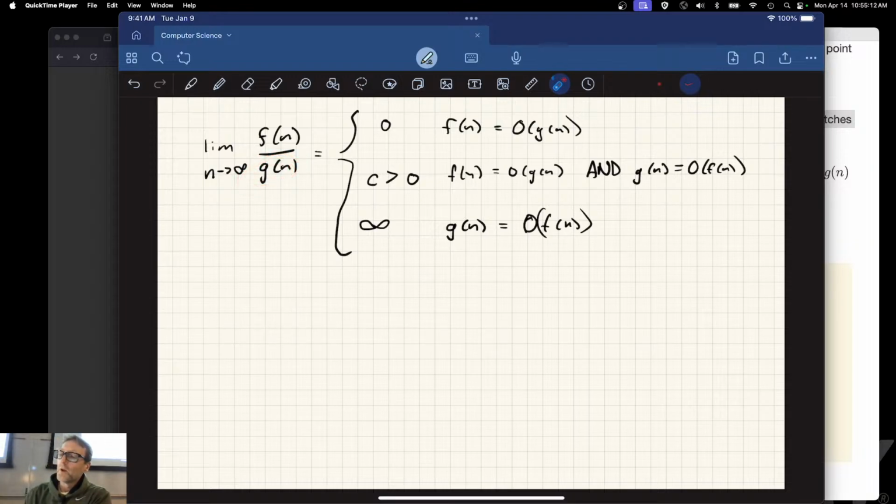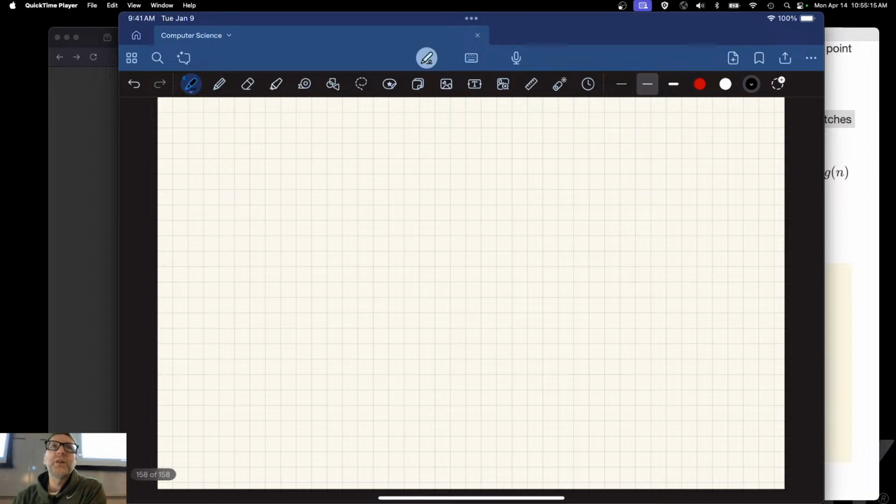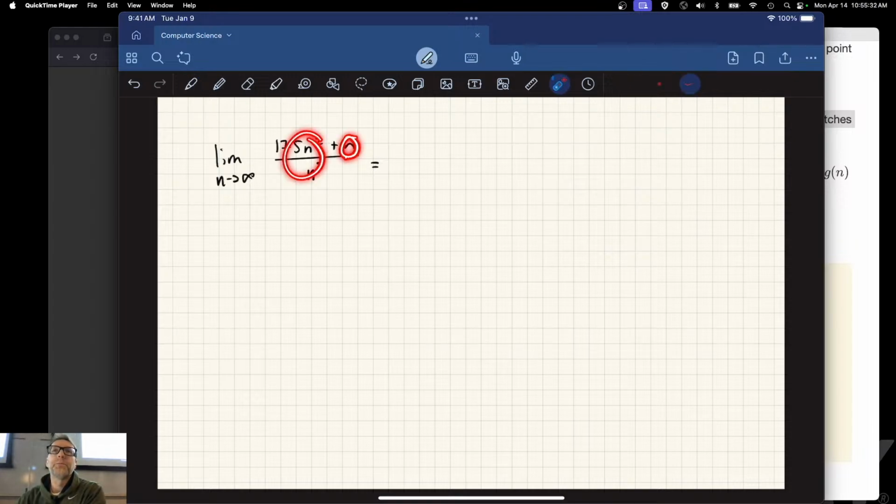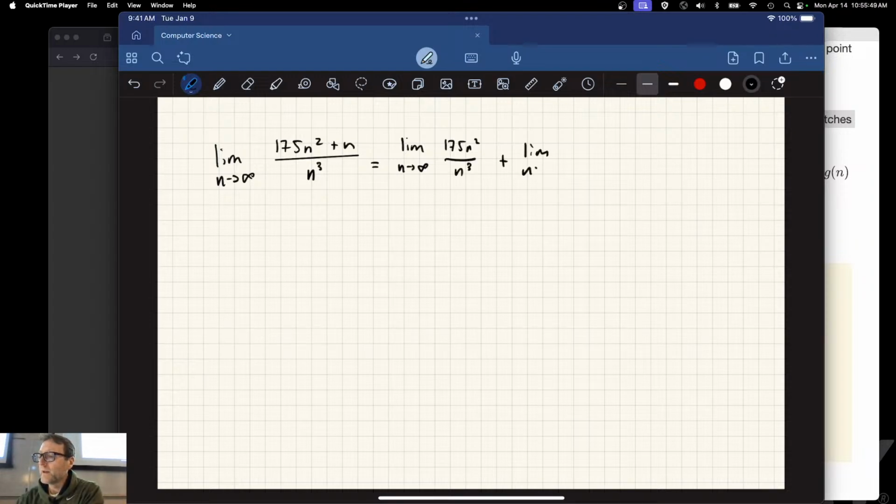Okay. Doing this with our one example, and we're only going to do one example here because we don't assume calculus. The limit as n tends towards infinity of (175 n squared plus n) all over n cubed is equal to, algebraically, I could split this up. And then I could say that the sum of limits is equal to the limit of sums. So this is actually going to be two limits: as n tends towards infinity of 175 n squared all over n cubed, plus a second limit as n tends towards infinity of n over n cubed.